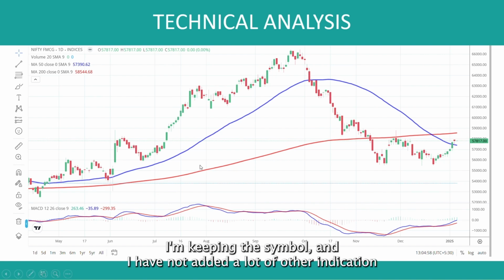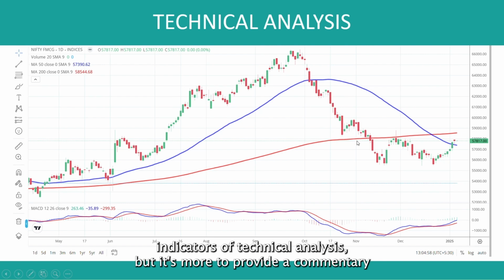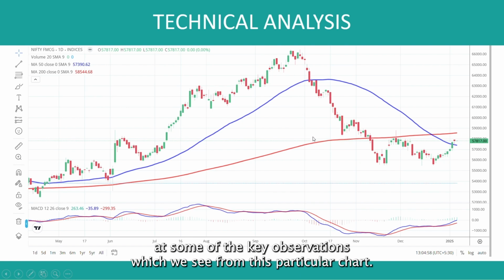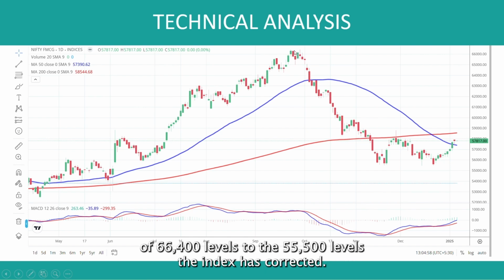I'm keeping this simple and I have not added a lot of other indicators, because the purpose of this video is not to focus on various indicators or technical analysis, but to provide a commentary on the industry. Let's look at some of the key observations from this chart. Clearly, we can see that the correction has been about 15%, from a peak of 66,400 levels to the 55,500 levels. The index has corrected.